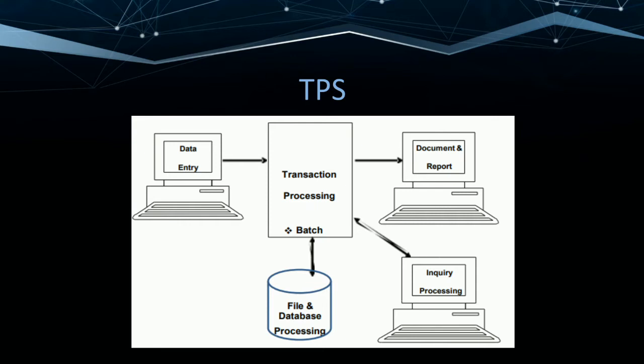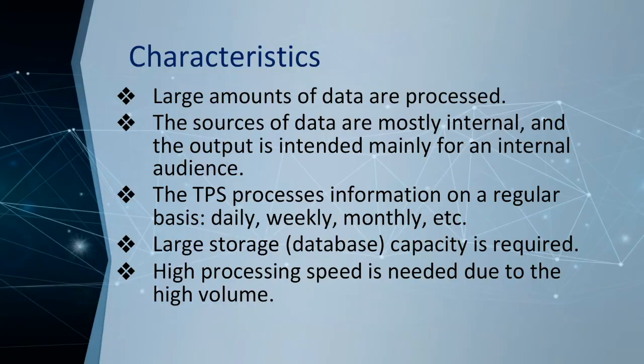Now let's discuss the characteristics of TPS. Here, large amounts of data are processed at a single time. The sources of data are mostly internal and the output is intended mainly for an internal audience. The TPS processes information on a regular basis, which may be daily, weekly, monthly and so on. For TPS to process, the main requirement is a large storage or a large database. And high processing speed is also needed due to the high volume of processing.